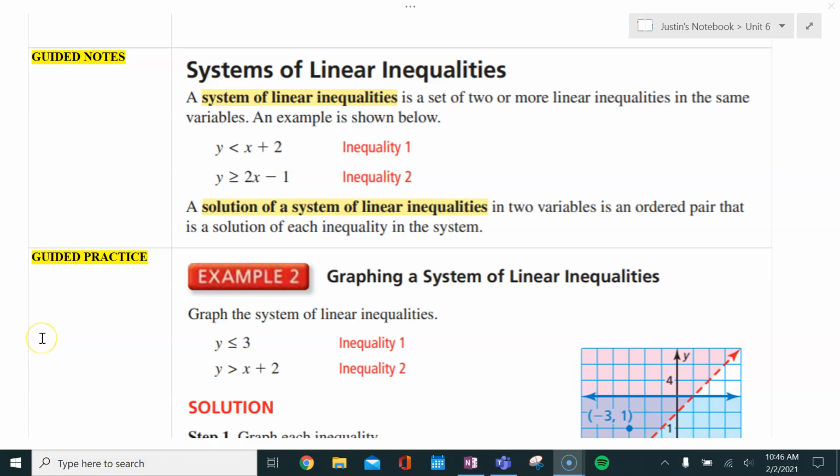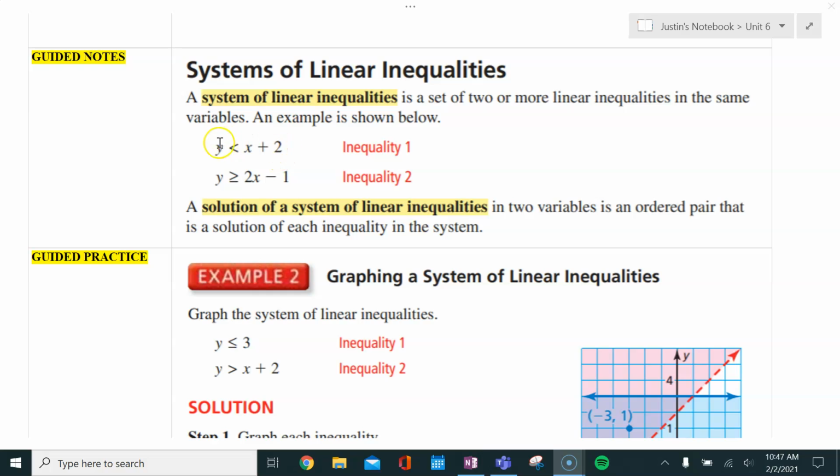Hi guys, so based off what we know about systems of equations, systems of linear inequalities is about the same thing, other than we are talking about inequalities now and no longer equations. We know the main difference between an inequality and an equation is that equations have equal signs and inequalities have symbols like these. It is a set of two or more linear inequalities in the same variables, and here's an example of that.